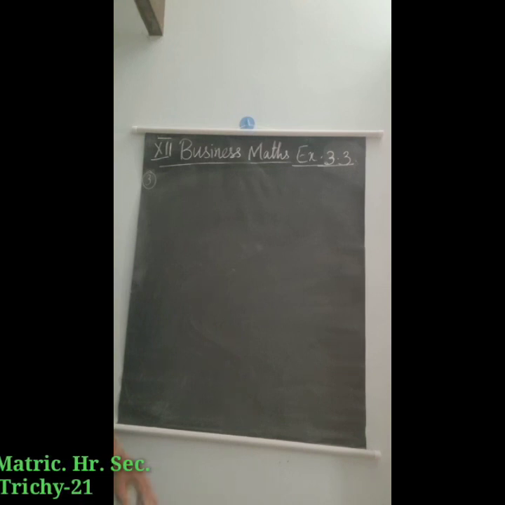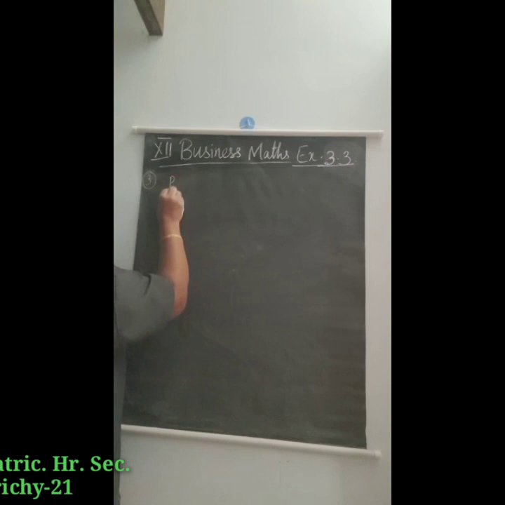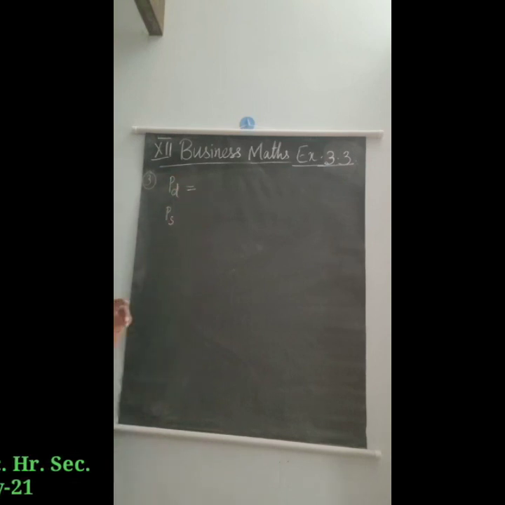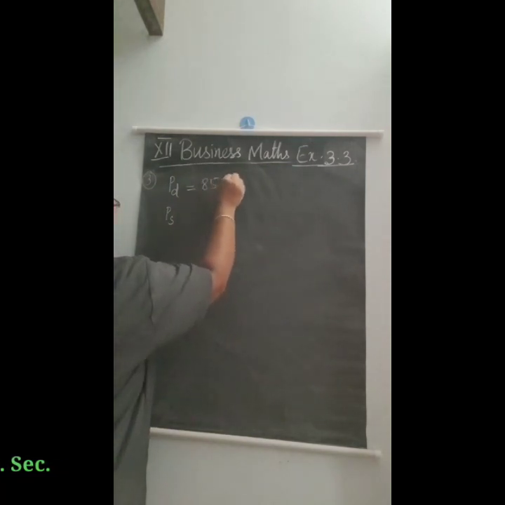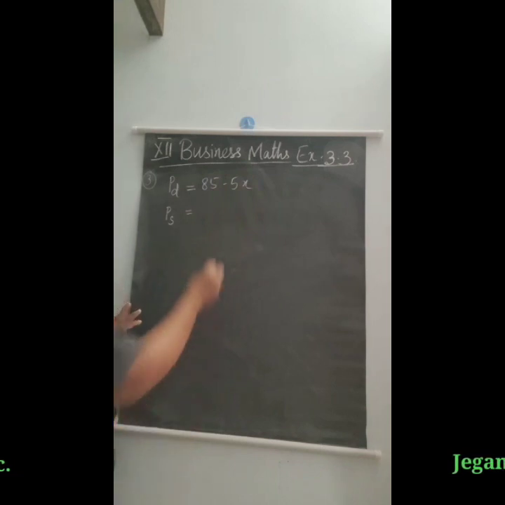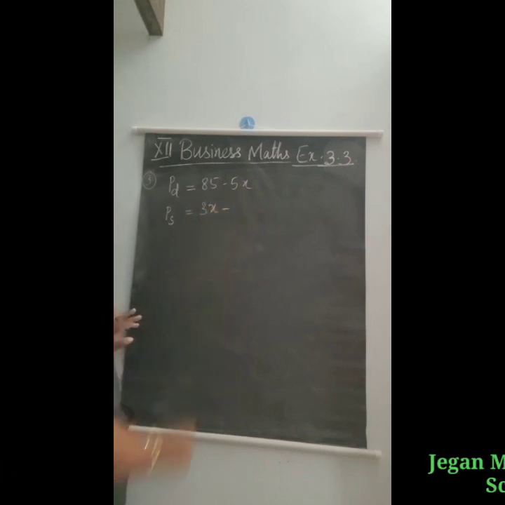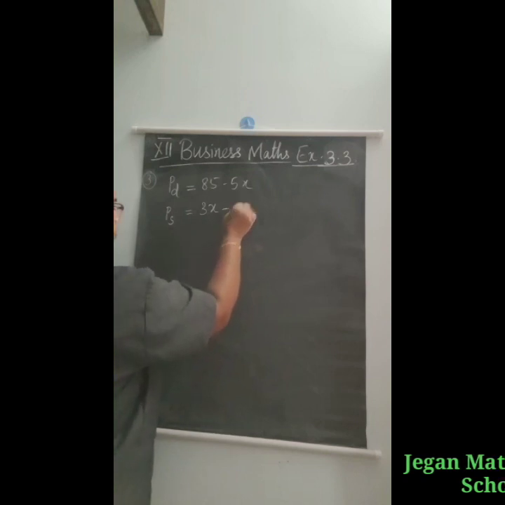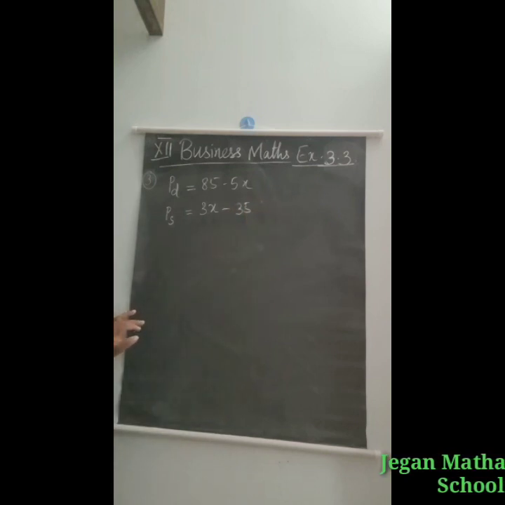So the demand function and supply function are given. So PD is given and PS is given. What is PD? 85 minus 5x. And what is PS? That is the supply function, 3x minus 35. So at equilibrium we will get PD is equal to PS.